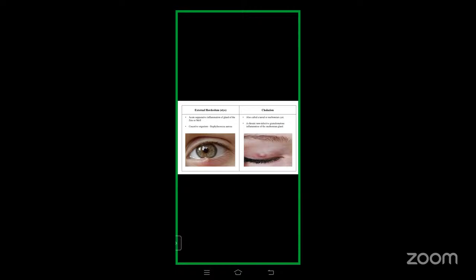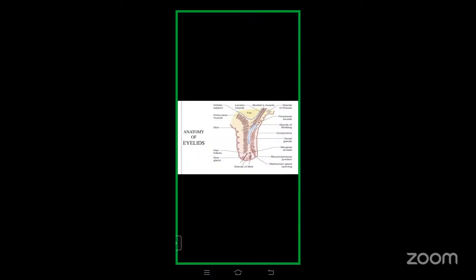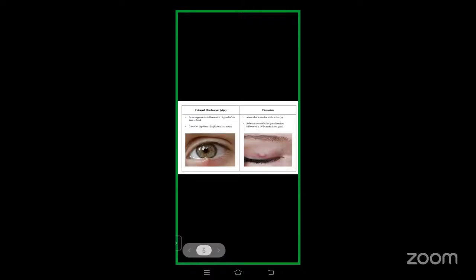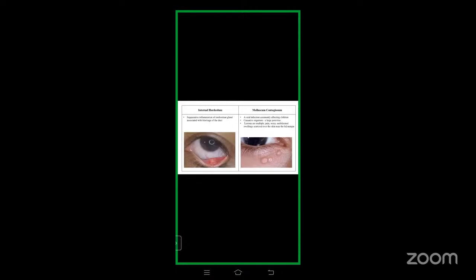So external hordeolum is basically inflammation of the gland of Zeis or Moll. So when we see the eyelid anatomy, the gland of Zeis is near the lid margin. So basically when the lesion starts in the lid margin, we can identify that it is an external hordeolum. Chalazion is because of a meibomian cyst. So basically this will affect the meibomian gland. If we go for internal hordeolum, this is inflammation of the meibomian gland associated with blockage of the duct.